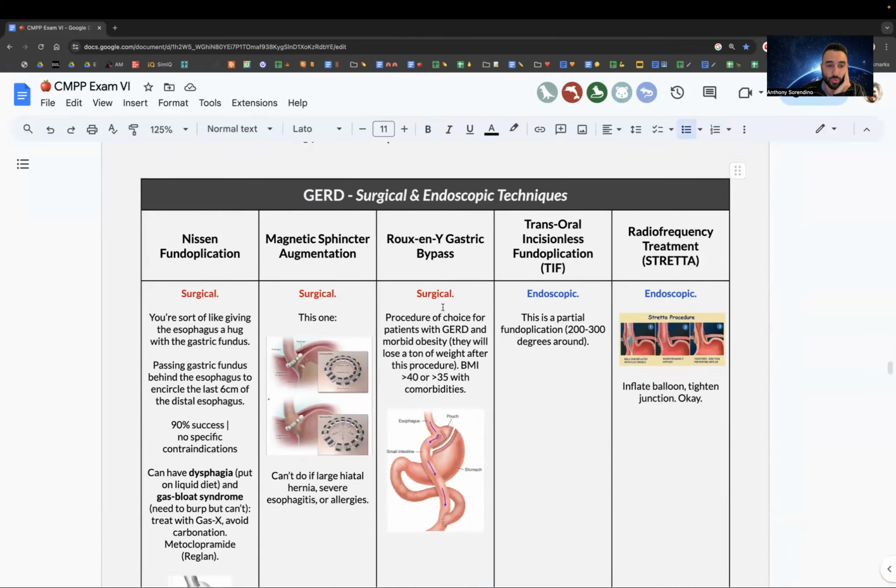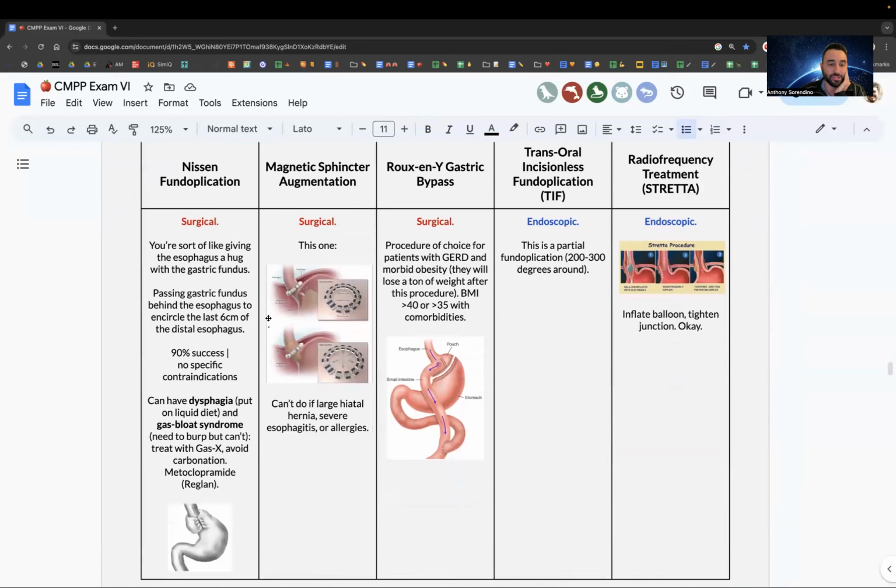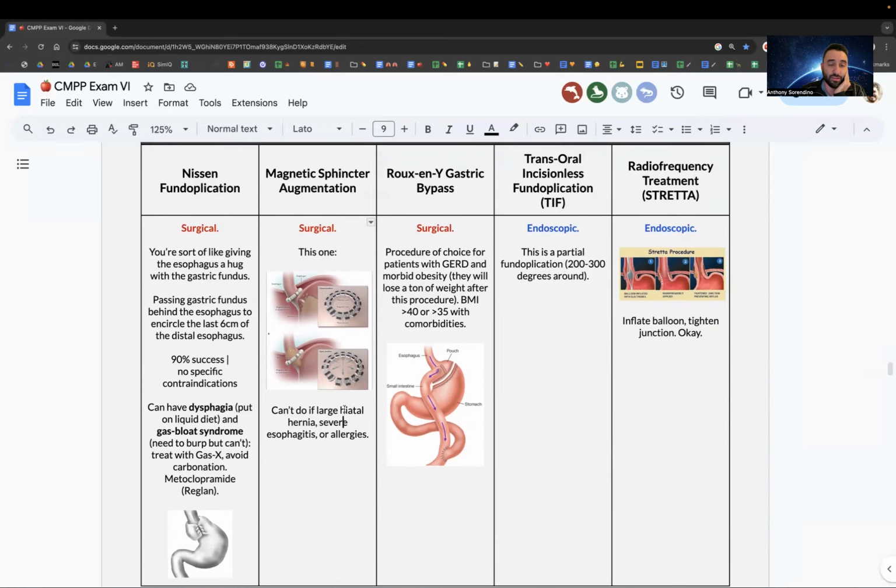So you have 3 surgical ones. You have the Nissen fundoplication. That's where they take the fundus and wrap it around the esophagus. This is where you can get dysphagia, so you can put somebody on a liquid diet, or gas bloat syndrome. All right, you have the magnetic sphincter augmentation. What this is going to do, I believe, is kind of close the sphincter a bit to prevent the reflux. But you don't want to use this if a patient might need an MRI for something.